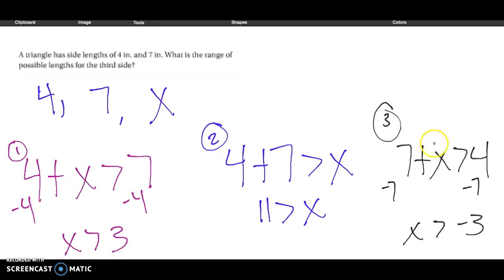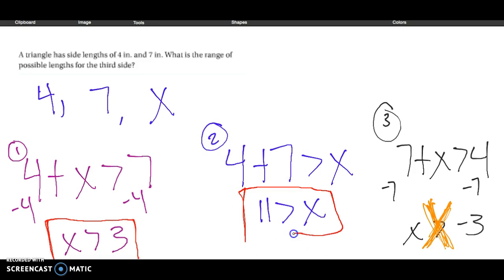Now, we can throw out this x is greater than negative 3 option, because that includes negative 1, negative 2, and 0. And you can't have side lengths of a triangle that have a negative length or no length at all. So we're going to use this x is greater than 3 and less than 11 to write the range for the side lengths of our triangle. So I'm going to write that as a compound inequality. I'm going to say x has to be less than 11 and greater than 3.